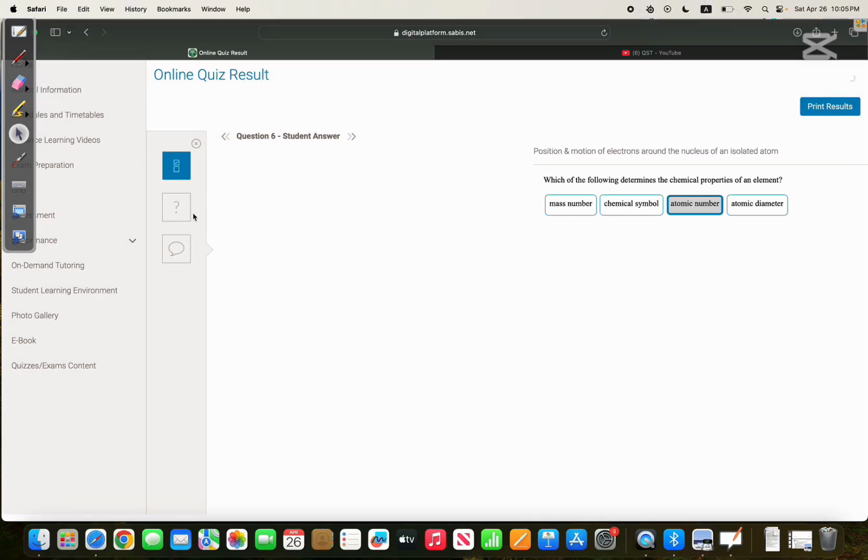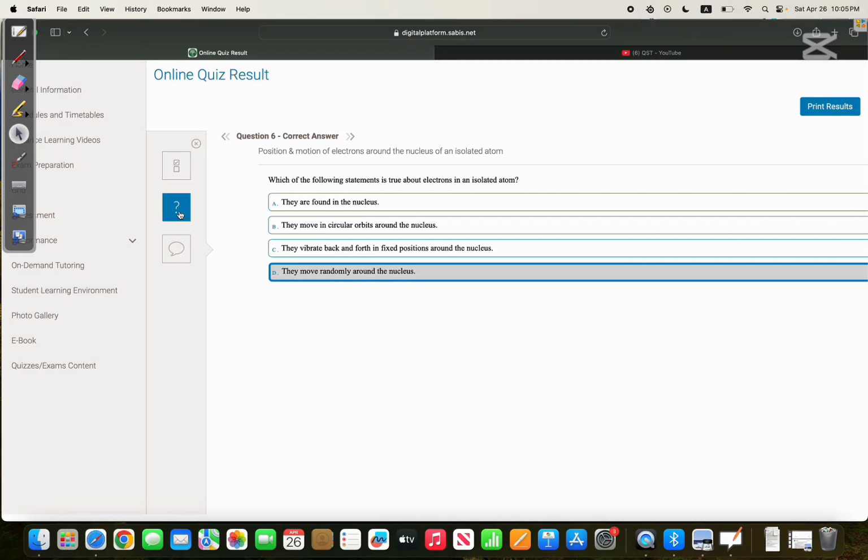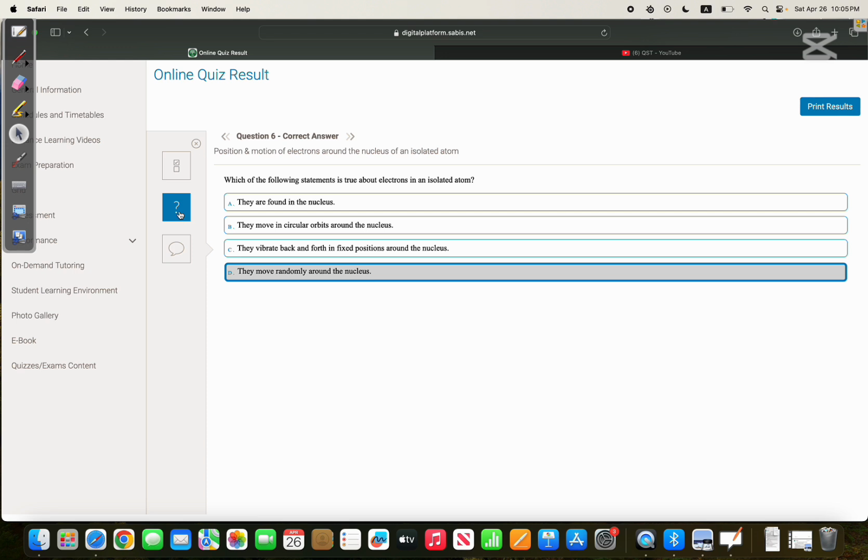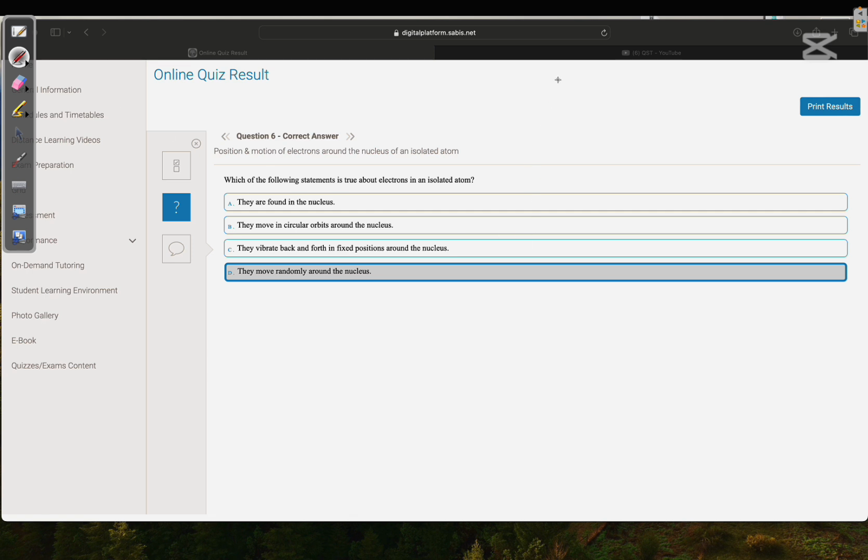Number 6. Which of the following statements is true about an electron in an isolated atom? Okay, so let me draw the model for an isolated atom. This is the nucleus, protons and neutrons inside, and on the outside there'll be electrons all around. These are all electrons, the ones on the outside, and they move randomly around the nucleus. They're not inside, they're around the nucleus.